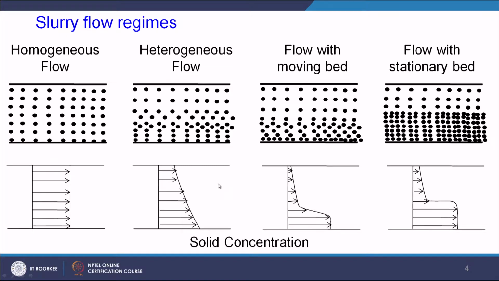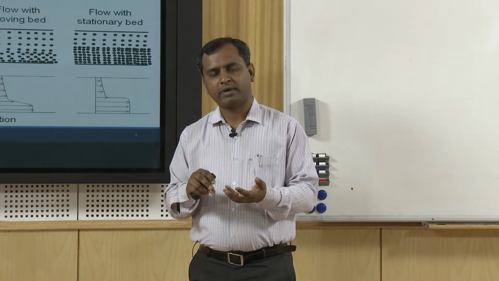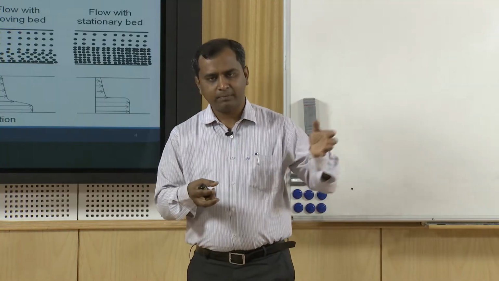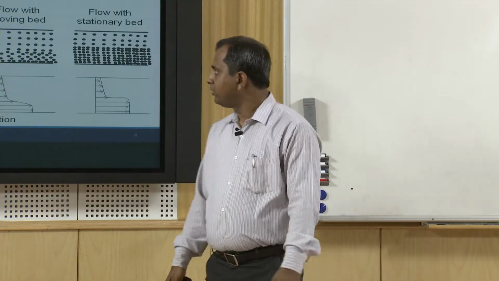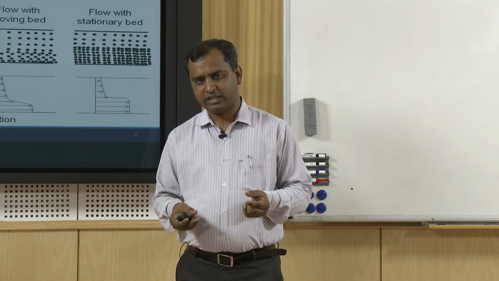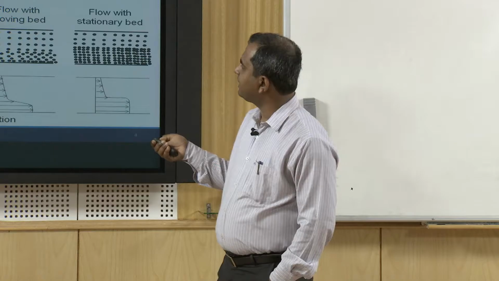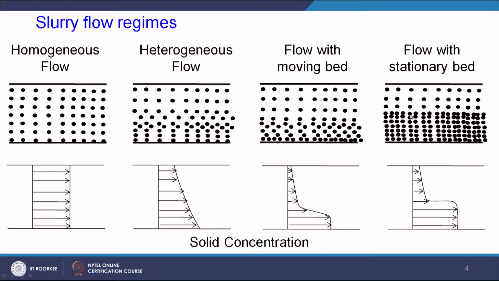Next, let us see flow with a moving bed. In this case there is some sort of deposition on the bed of the pipeline. At the bottom side of the pipeline the solid has deposited and formed a bed, and that bed is actually moving along with the flow. This bed, whenever it is moving, is very thin in nature. That is why it can be transported with the overall flow. Though we have precipitation or downfall of the solid particles, along with the carrier liquid flow this solid will also be transported.